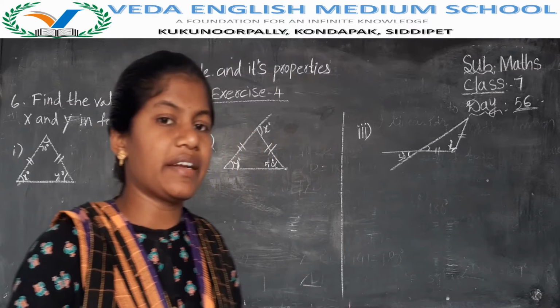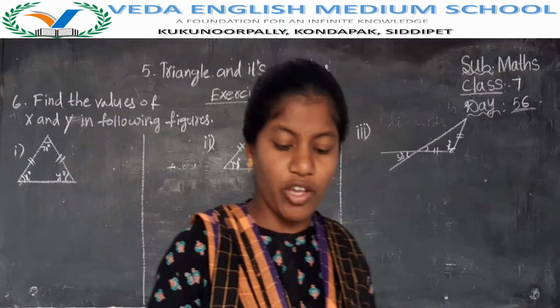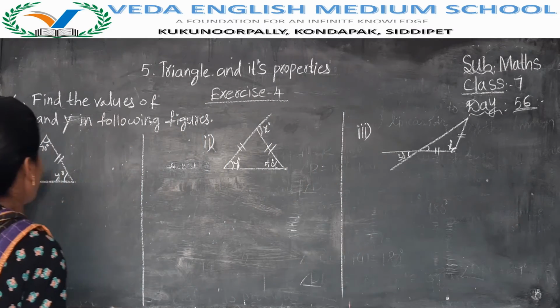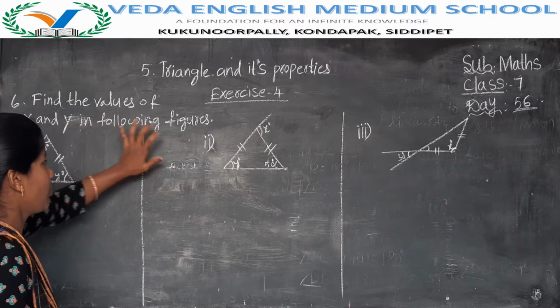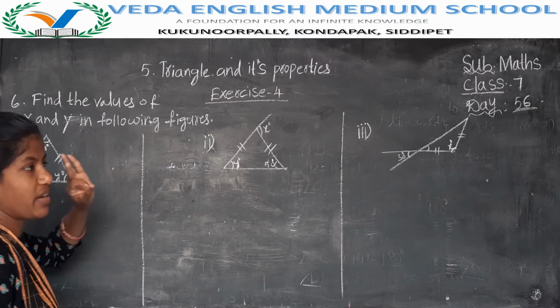Fifth chapter, triangle and its properties. Now we are learning the fourth exercise. In Exercise 4 we have completed up to 5 problems. Now the 6th problem: find the values of x and y in the following figures. They have given figures, and in these figures we have to find the values of x and y.